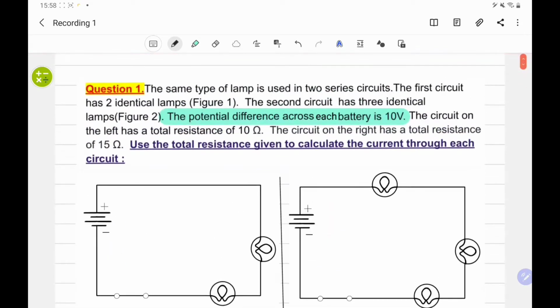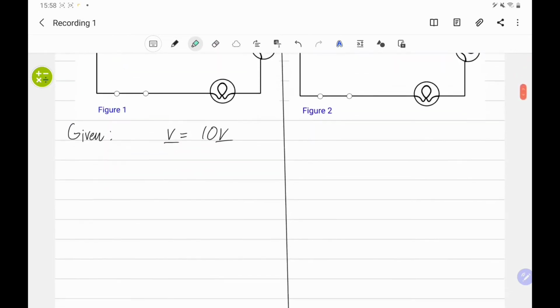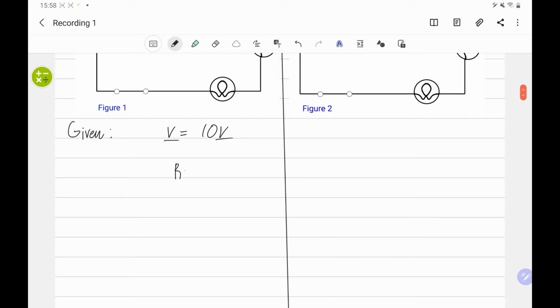We're also given the total resistance of the first circuit. And from this sentence here, it's 10 ohms. So, total resistance equals 10 ohms. The RT here stands for total resistance. And the symbol here is called the omega. It's the measuring unit for resistance.